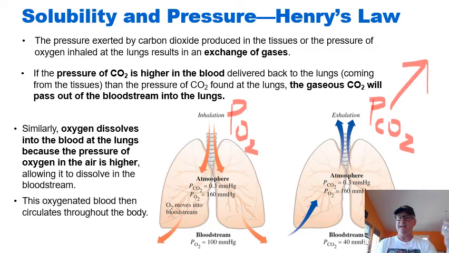And then you just repeat the process again. You breathe in, the O2 concentration is much higher than it is in your blood. The O2 goes in, and on the way out, the CO2 pressure is much higher in the blood than it is in the atmosphere. So gases will go from where the pressure is high to where the pressure is low. Wherever, it'll just move in that direction automatically.